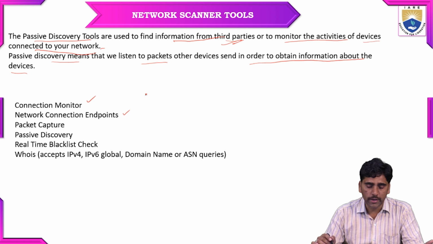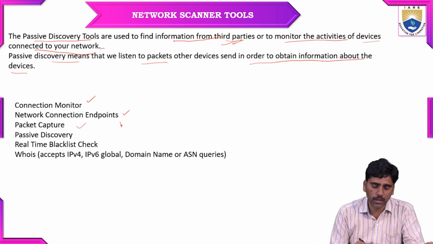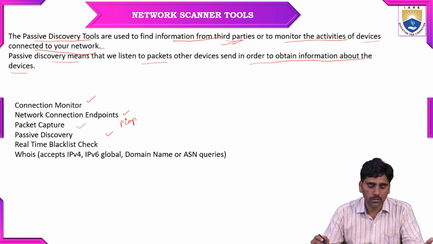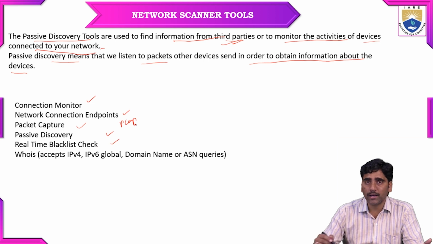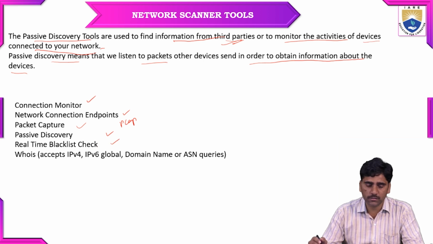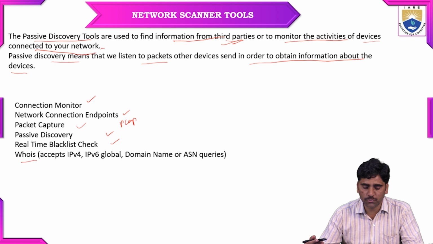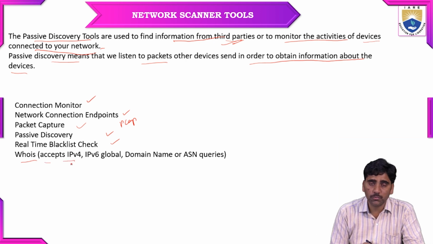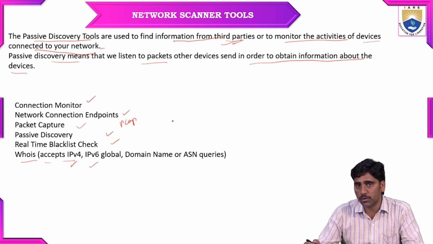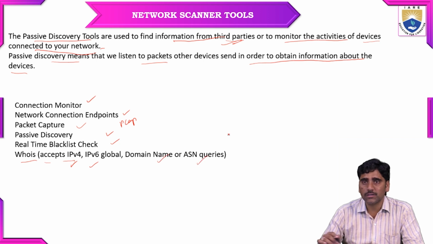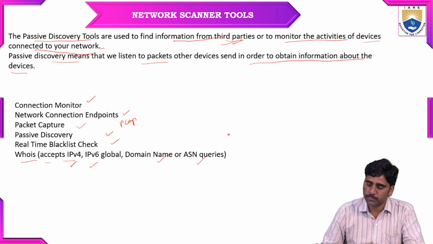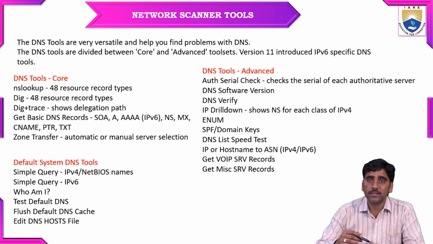Network connection endpoints, packet capture, that is nothing but PCAP, passive discovery, real time blacklist check. Whois is such a tool to find the information of the packet listening on other devices, and Whois accepts both the IPv4, IPv6, global domain name or ASN queries. And the next, the DNS tools.